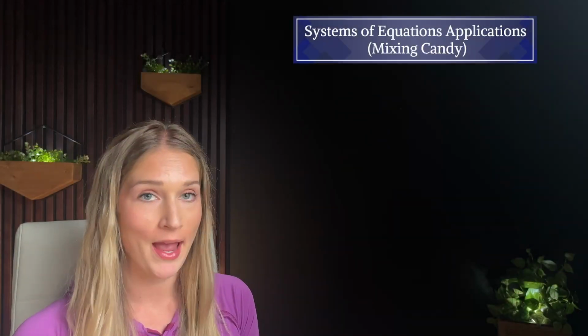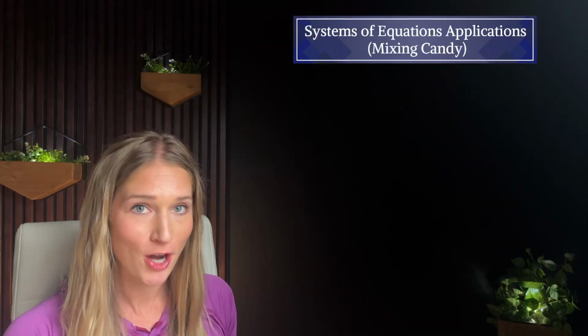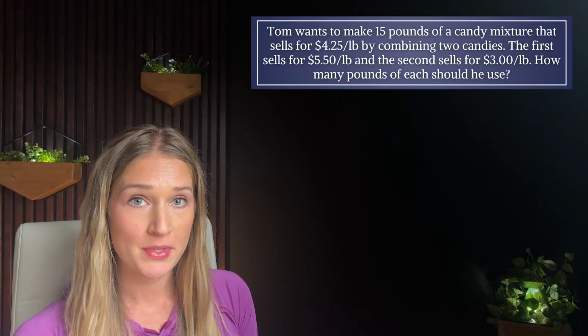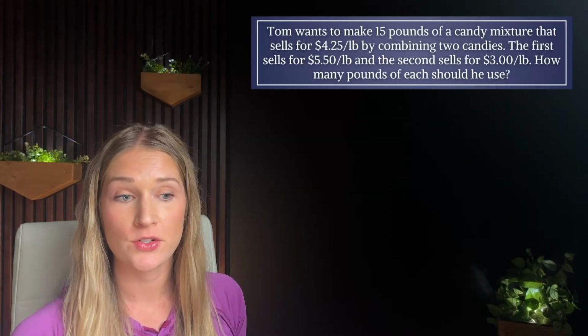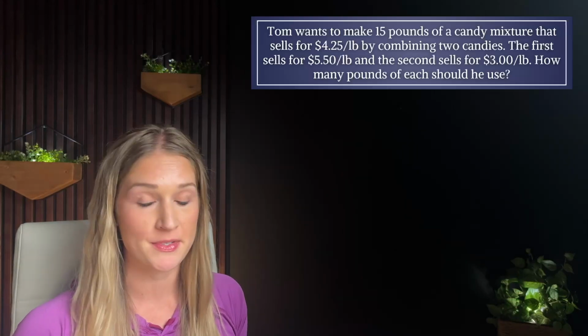Let's talk about some more applications of systems of equations. This example is going to be another super common one in algebra, and that is where we are mixing candy. So in this situation, our goal is to make a total of 15 pounds of candy, and we're going to combine two different types of candy.